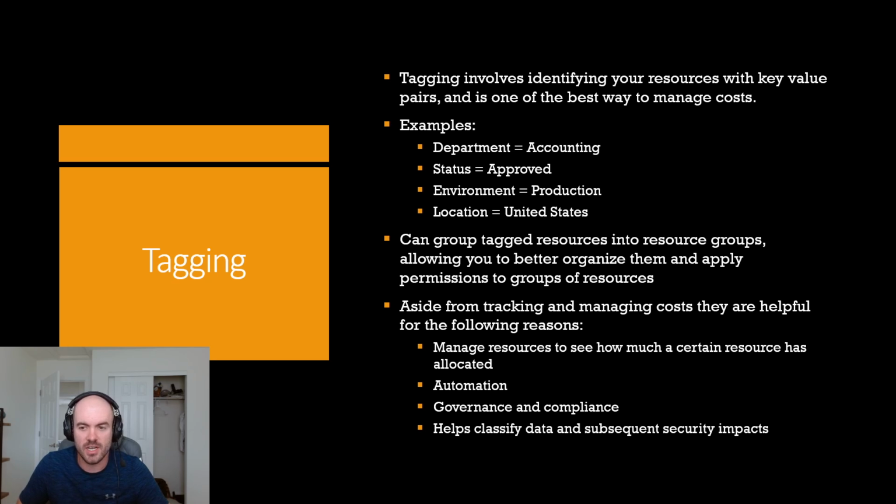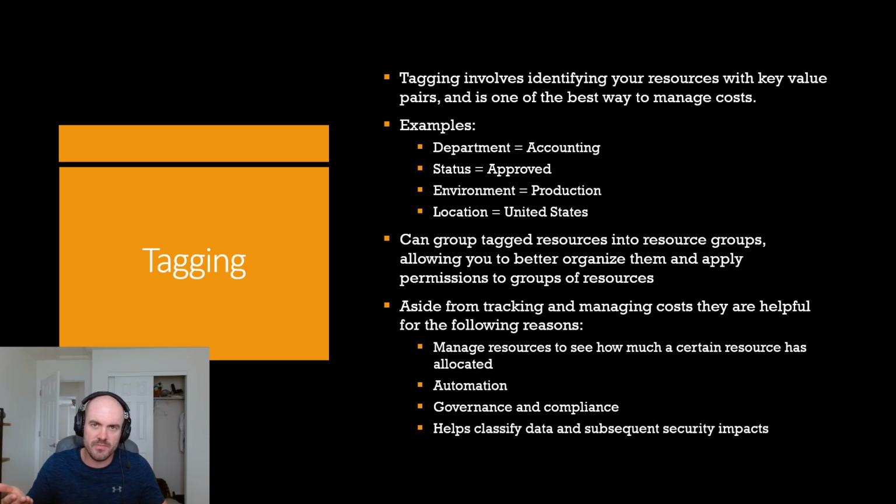Aside from tracking and managing costs, they are helpful for the following reasons. You can manage resources to see how much a certain resource has allocated. So maybe you can look at your development or your test tagged resources in that environment and see how much money you're actually spending on these resources if you've got unexpected costs. You can use tags with automation. Okay, you can automatically apply tags to new resources you create so you can better track them once they're up and running. You can use tags for governance and compliance.